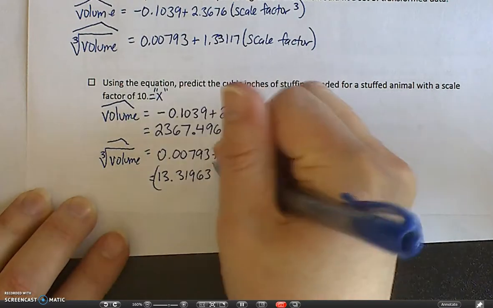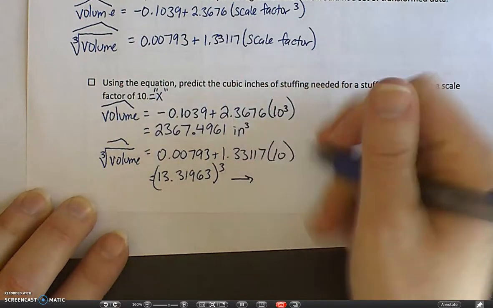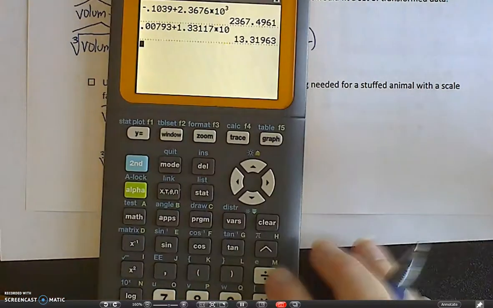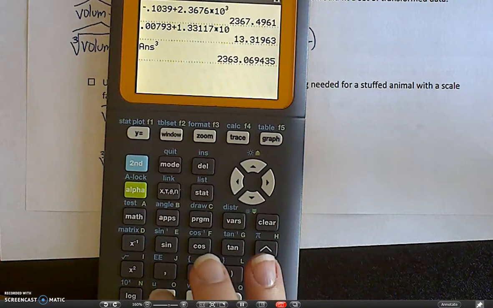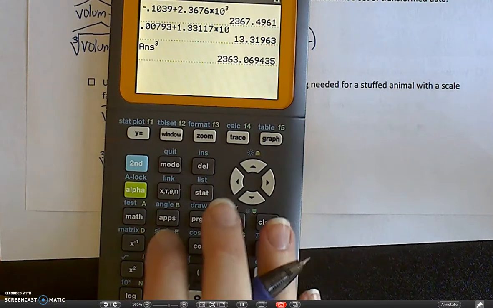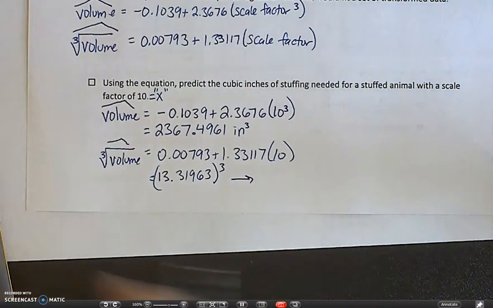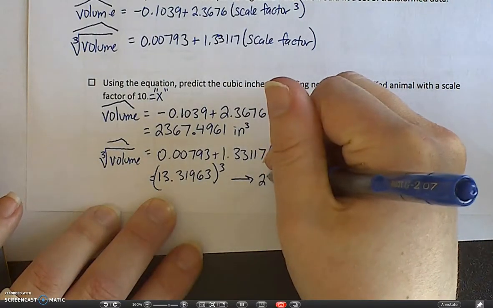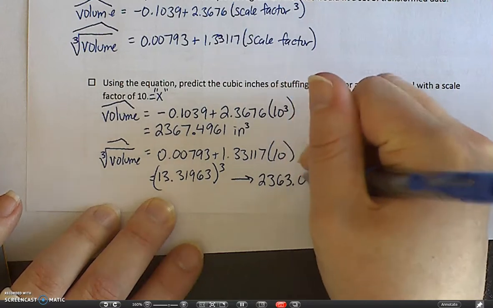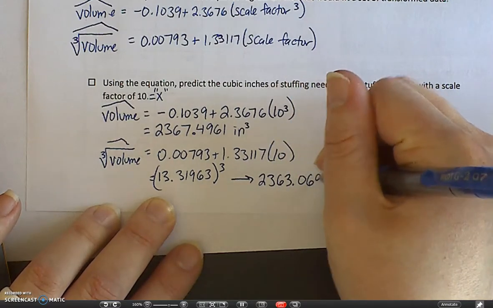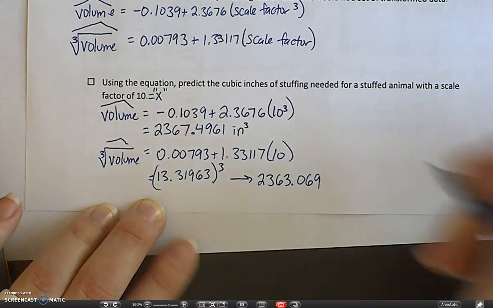So I'm going to cube this, which is very easy to do. Just raise it to the third power in your calculator. And you get 2363.069. Hey, look how close it is to the last one. That's why I like this example better. It fits a little nicer. And it makes sense because we're a little bit more sure that it is actually best modeled by a cube.